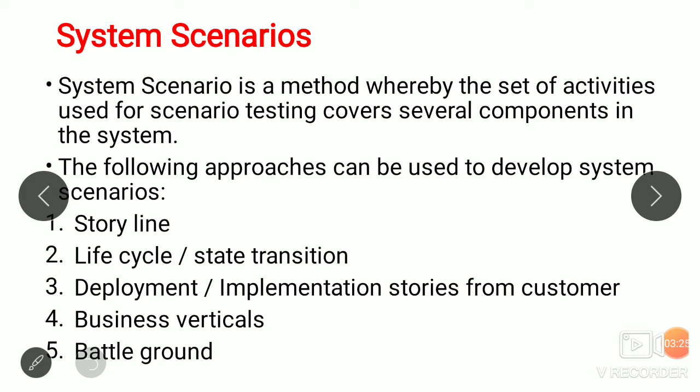We will see the approaches that can be used to develop the system scenarios. Which approaches can we use to develop the system scenarios? There are a total of 5 approaches. One is storyline, second is life cycle, third is deployment, fourth is business verticals, fifth is battleground. We will see them one by one. First one is storyline. Here we need to develop a storyline that combines various activities of the product that may be executed by an end user.